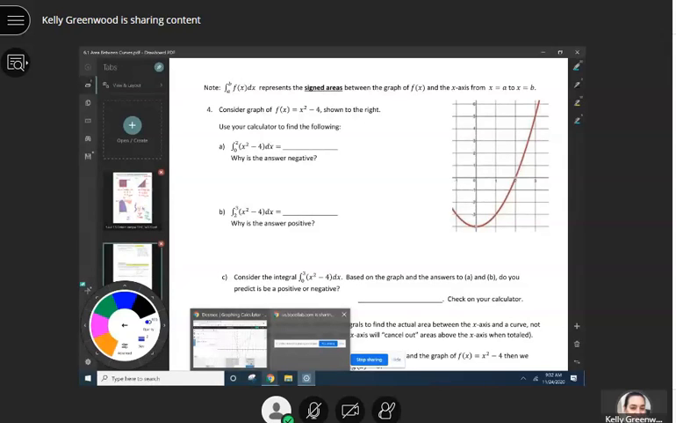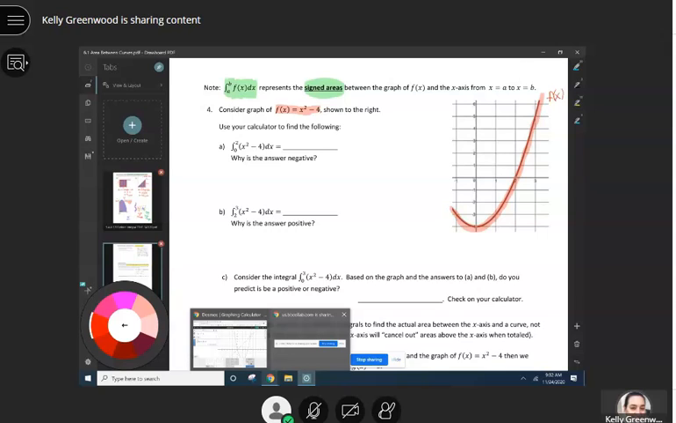So the word I skimmed over was this idea, the signed areas. When you calculate this definite integral, you're actually calculating a signed area between the graph and the x-axis. Signed area. Okay, so let's explore this idea a little bit. So I've given us a function. It's quadratic. I sketched it here. It's this parabola. That's f of x. I should label that. This is f of x.